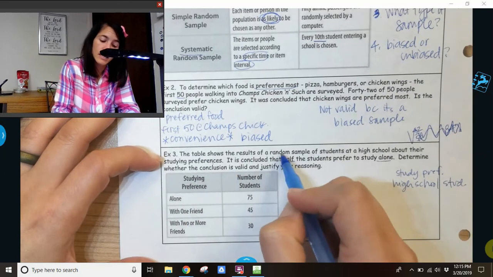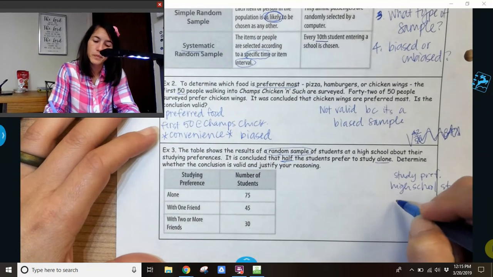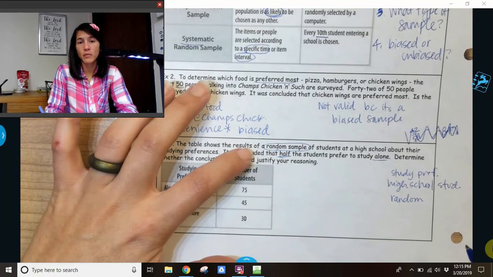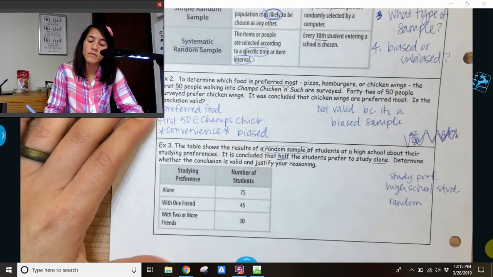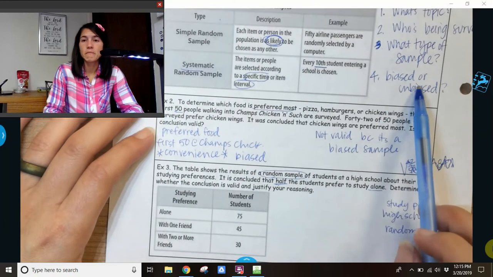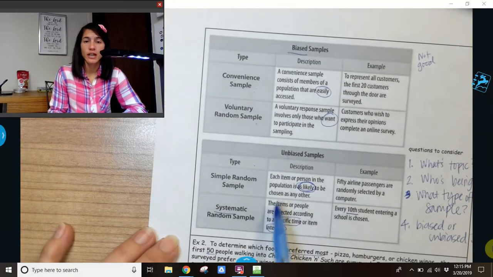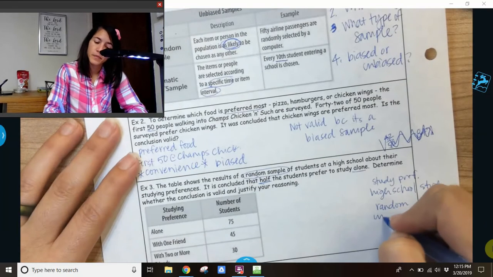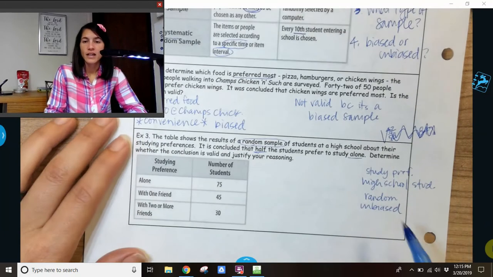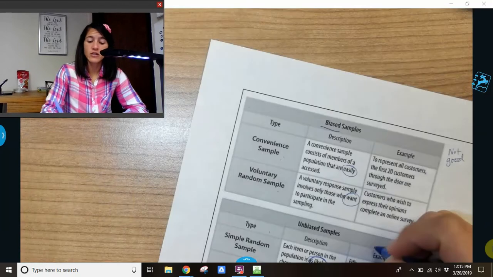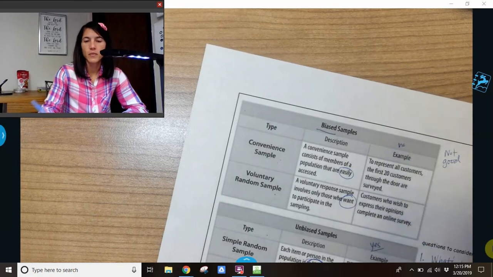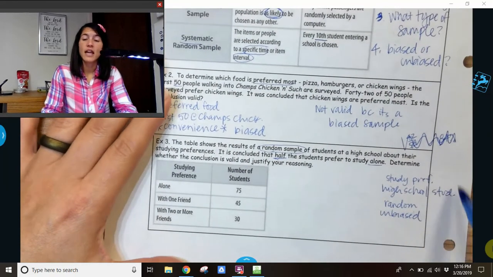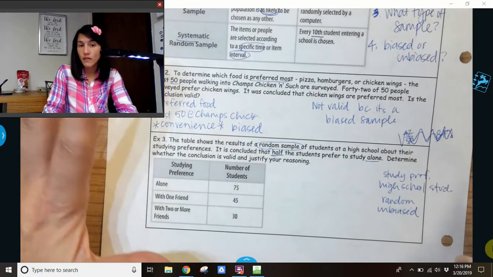What it does say is random sample. It tells me that in the problem: the results of a random sample. Is it biased or unbiased? So let's look at our chart. A random sample is unbiased. Now, this is good. Unbiased is good. Because this is a random sample and it's unbiased, this is a good survey.